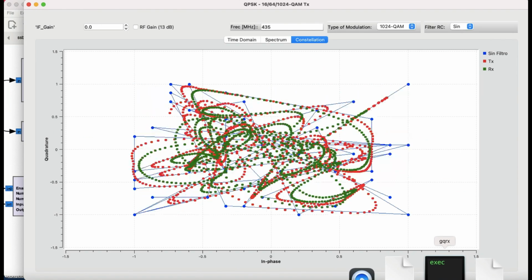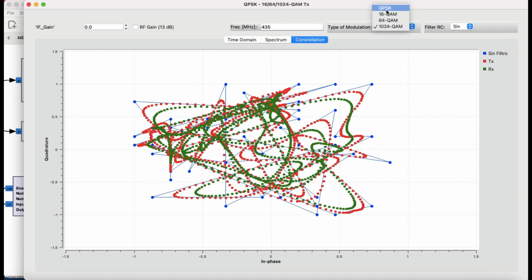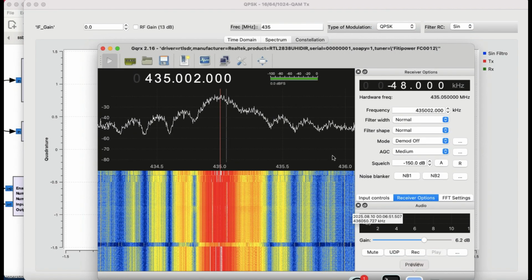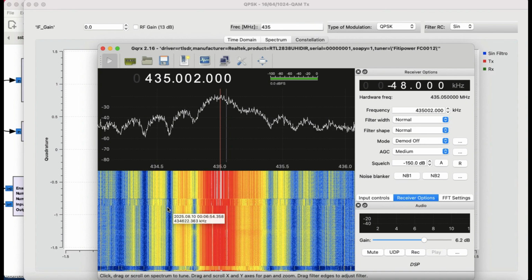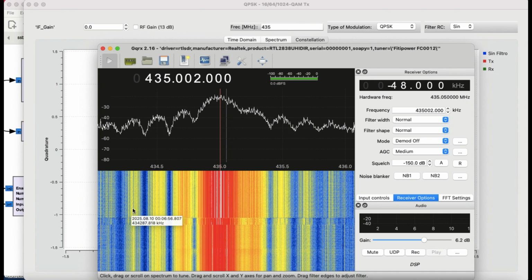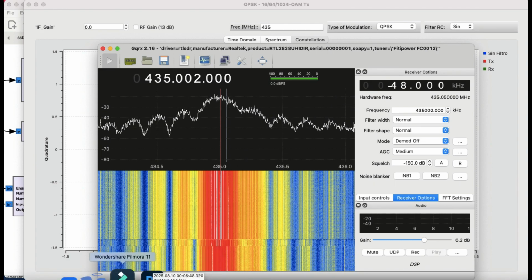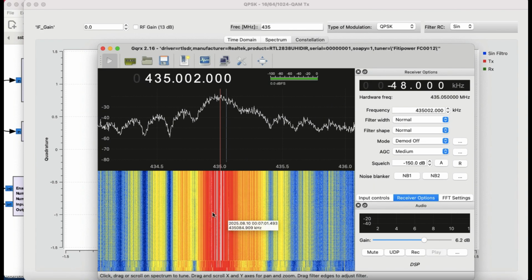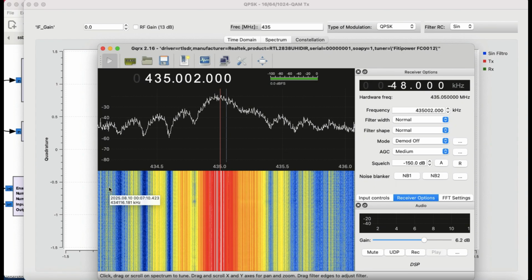So let's quickly look at our GQRX. Let's look at QPSK first. This is what QPSK looks like. You can clearly see these yellow lines are quite spread out. This is where I have changed the modulation type. What I mean to say is that lower modulation schemes pack fewer bits. You'll be taking 2 bits, and the maximum number of states you can have is 2 raised to 2, which is 4.